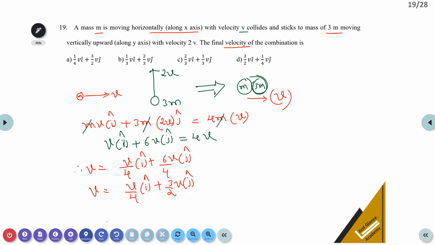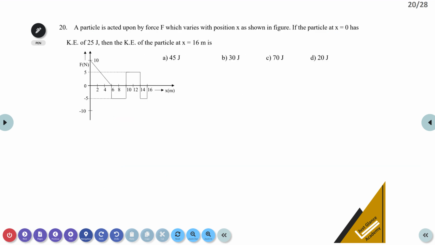This is the answer. Where is 3 by 2? I think this is the right choice. Don't cancel v here. This is the velocity along the x direction, and the j component is the velocity along the y direction. So this is the right choice. Which one? A is the right choice. Next.